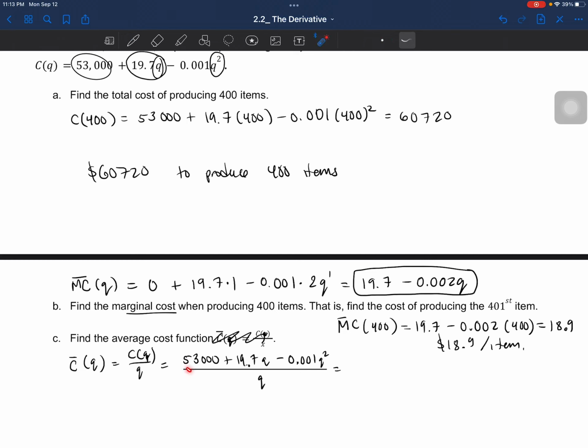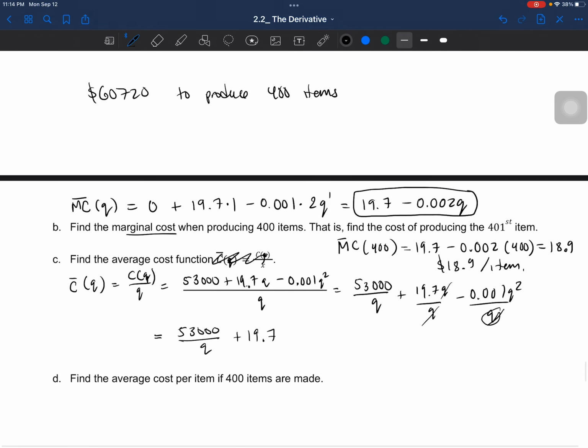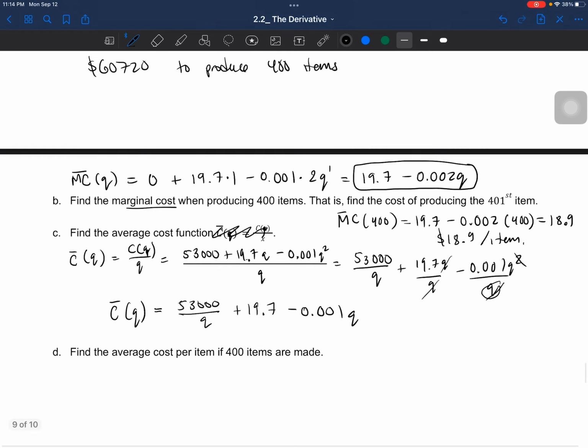If we simplify this, this is a form of grouping, so all of this is grouped together and the whole group is being divided by Q. So we take this divided by Q, this divided by Q, and that divided by Q. We end up getting 53,000 over Q plus 19.7 Q over Q minus 0.001 Q squared over Q. When we simplify this, we get 53,000 over Q. These Qs cancel each other out, so it's plus 19.7, and this cancels with one of them, so we get negative 0.001 Q. And that's your average cost.